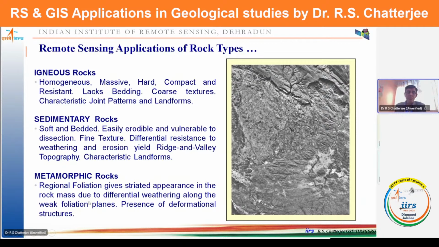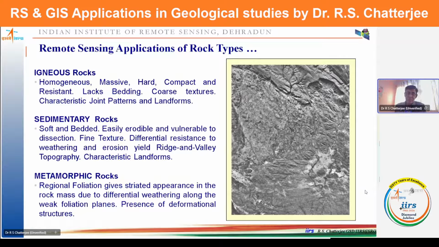Now, in the case of metamorphic rocks, what are the characteristics? Metamorphic rocks are formed due to higher temperature and pressure. Pressure means there is some compression or extension. Because of this pressure, regional foliation planes are developed, and there can be folds or lineaments developed, depending on the nature of the stress.